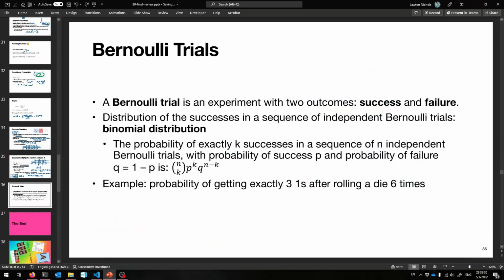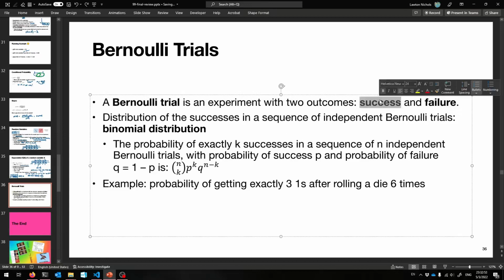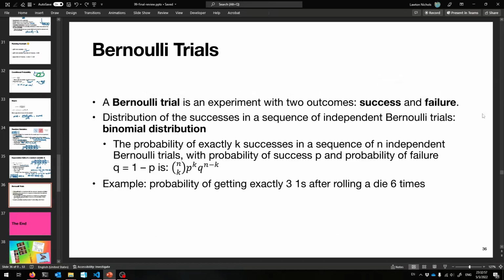All right, and finally, let's talk about Bernoulli trials. So what is that? It's an experiment where you have just 2 outcomes, and you have decided that one is called success and the other is called failure. The standard example of a Bernoulli trial is flipping a coin, because you can define heads to be success if you favor heads, and then failure can be tails.